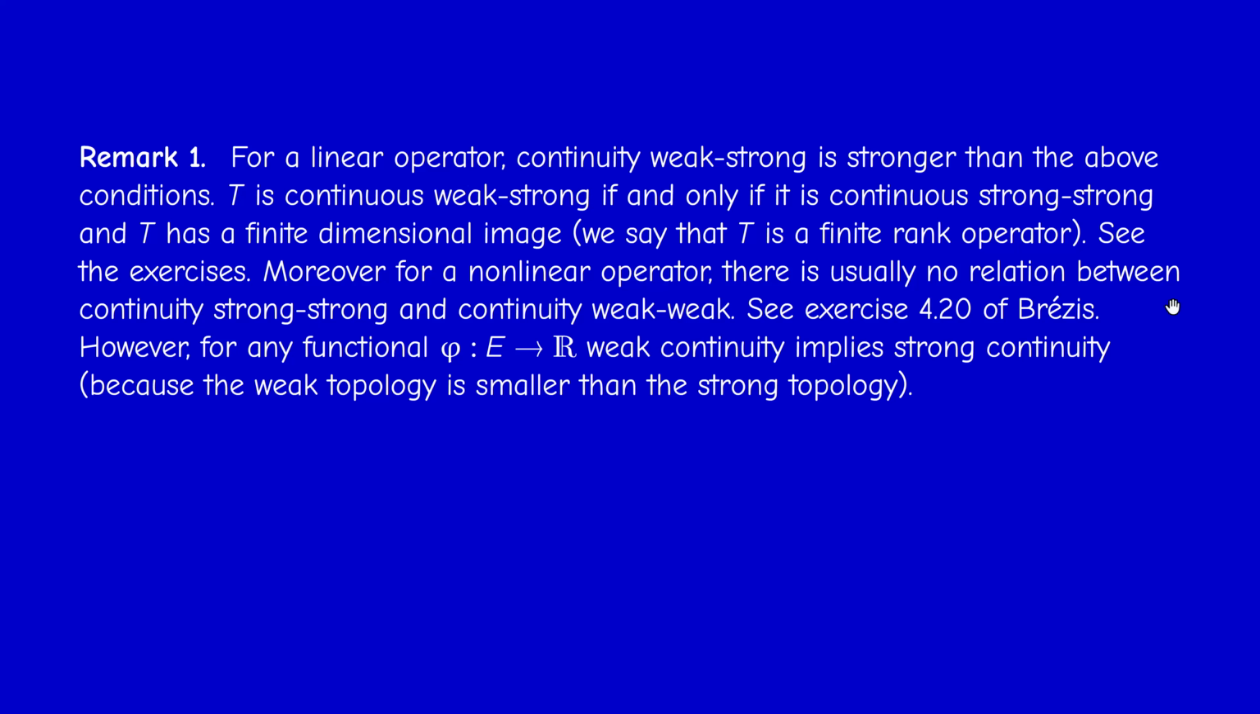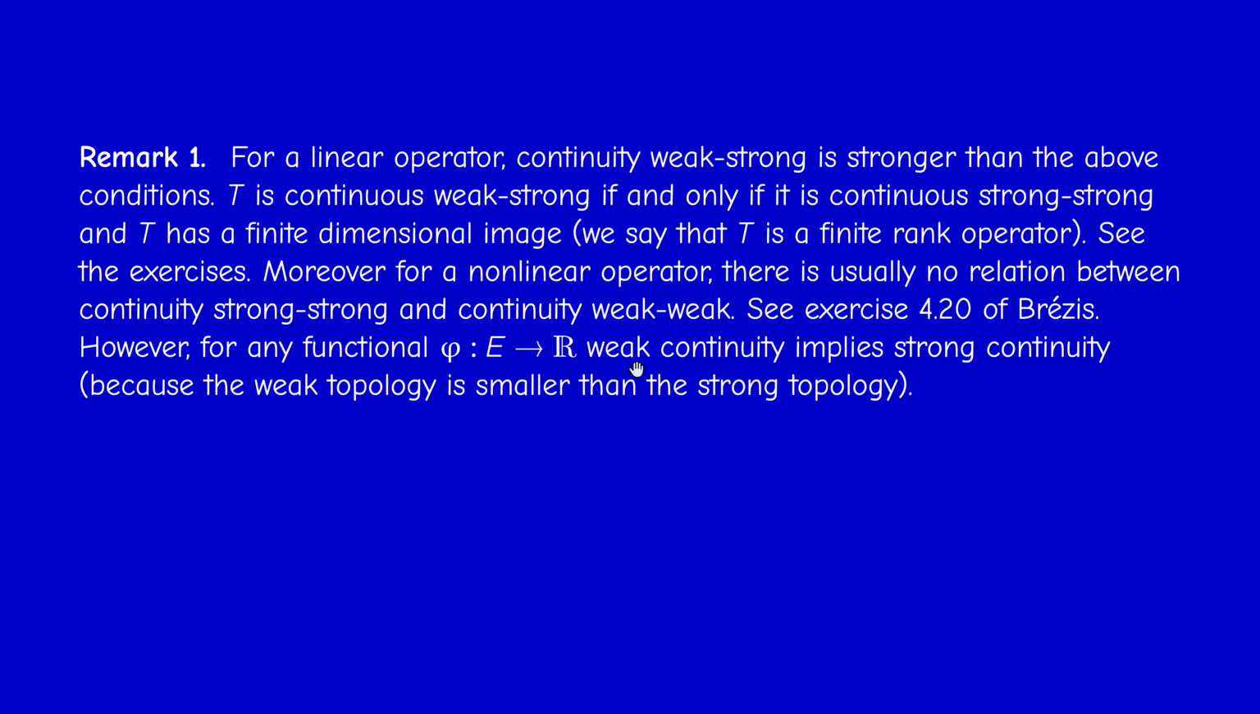Okay, and this is really easy. How do I know that? Suppose that phi is weakly continuous. Now, what topology do I put on R? I put the usual topology, or the norm, because the norm of R is just the absolute value. So the strong topology and the weak topology on R coincide in this case, because R is finite dimensional.